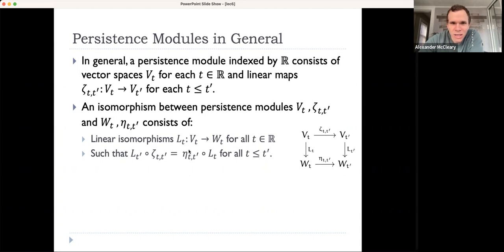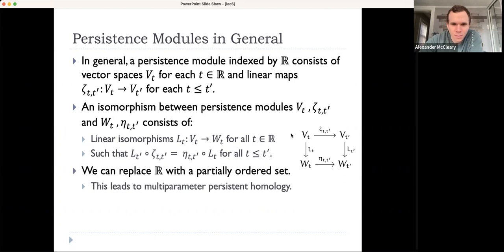Okay, and so this is what it means for two persistence modules to be isomorphic. And we'll see later on that we can actually replace the reals with any partially ordered set. This leads us to a notion called multi-parameter persistent homology. This is a very active area of research right now, and it's a topic we'll see later on in this course.